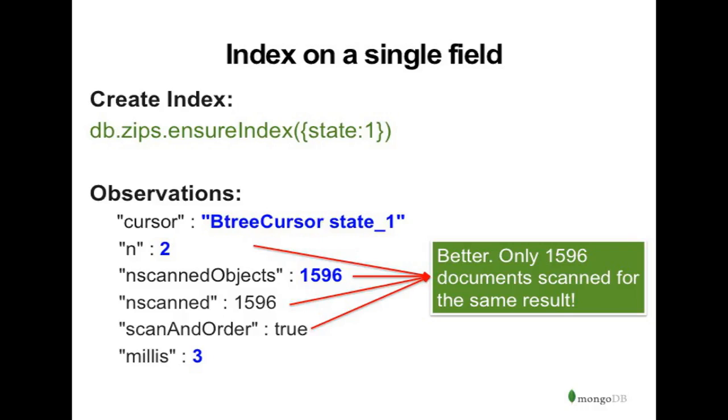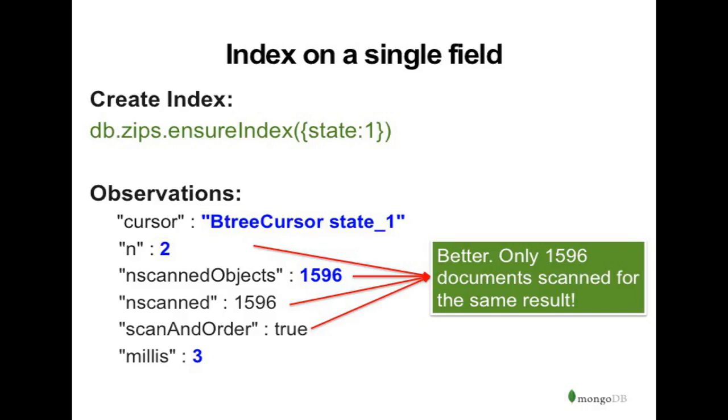So what happens if I define an index? I create the index using the syntax in green. I create it on the state field in ascending order. I rerun the same query which we used before. In this case, MongoDB did use the index that we just created. We confirm that with a B-tree cursor. B-tree cursor means an index has been used, and which index is used, it shows state_1. So that index is being used.